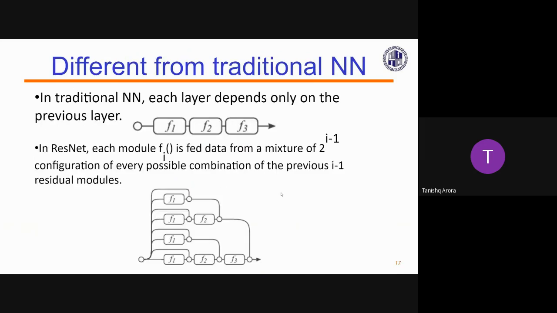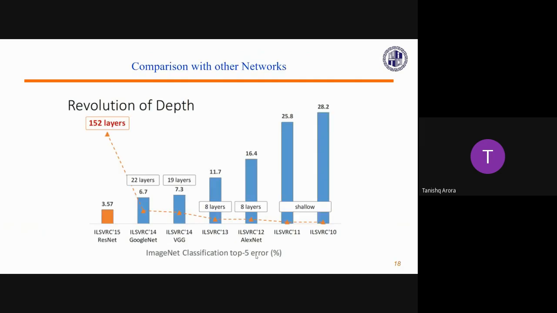So this is the traditional difference from what we have in our traditional neural networks. We have only a series of layers, but in ResNets we have a skip connection. So there is a mixture of 2 to the power n-1 configurations, of every possible combination of the previous n-1 residual models, and then skip to 2 to the power n-1, and then skip again. From here I think Arpit can continue.